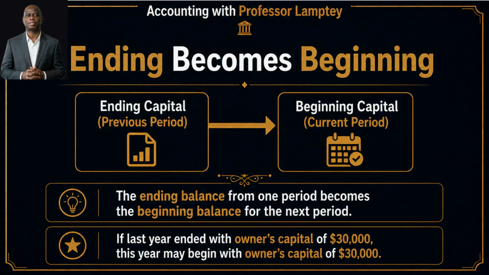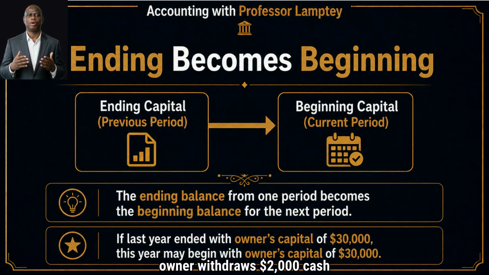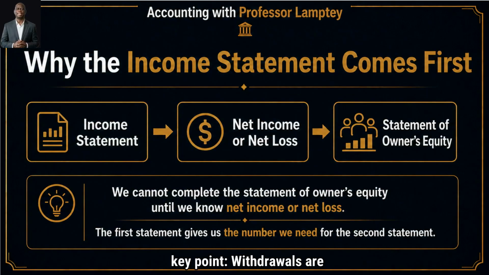Fourth, withdrawals. Withdrawals decrease owner's equity. A withdrawal occurs when the owner takes cash or other assets out of the business for personal use. For example, if the owner withdraws $2,000 cash from the business, owner's equity decreases. But here is a key point. Withdrawals are not expenses. Let me say that again. Withdrawals are not expenses. This is one of the most common mistakes students make.